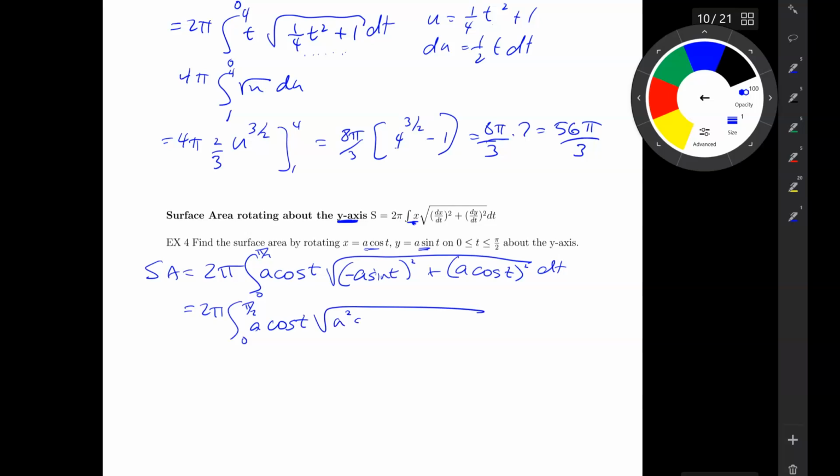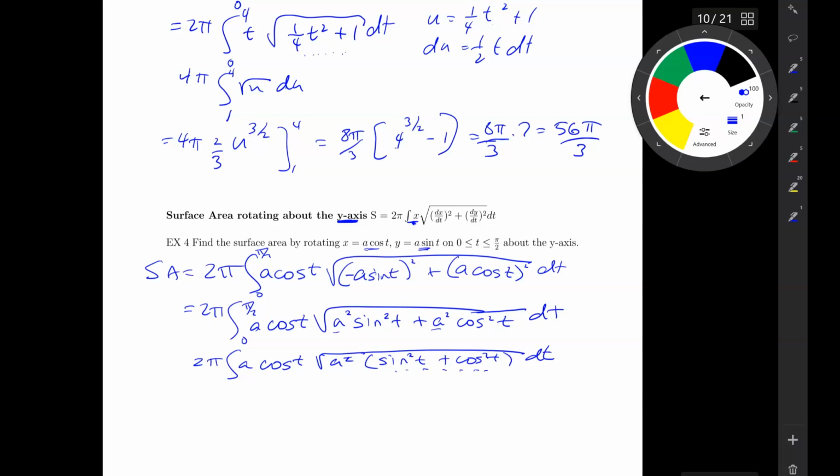So I have a squared sine squared of t plus a squared cosine squared of t dt. What to do with this? There's only 2 terms in here, but I see that if I factor an a squared out of these 2 terms, what am I left with? An identity. So I know that's equal to 1. The square root of a squared is equal to a. So what does this turn into? A squared cosine of t dt.